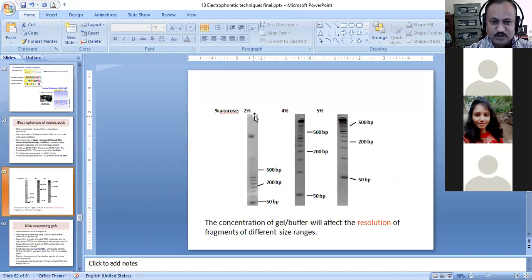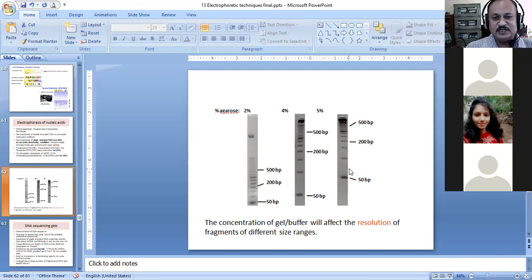Now here I have shown you three types of gel strips. Can you see the three gels? These three gels have a difference. These are all agarose gels. The first one is a 2% agarose gel, the second one is a 4% gel, and the third one is a 5% gel. So 2%, 4%, and 5%. Now, what do you expect to happen in these three gels?